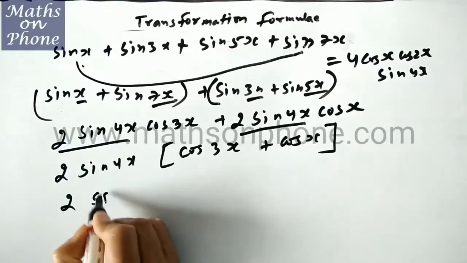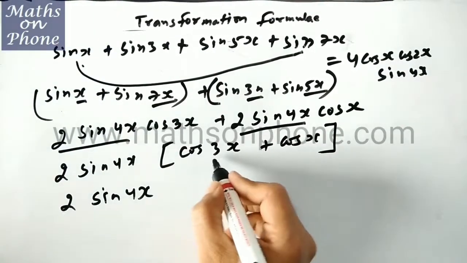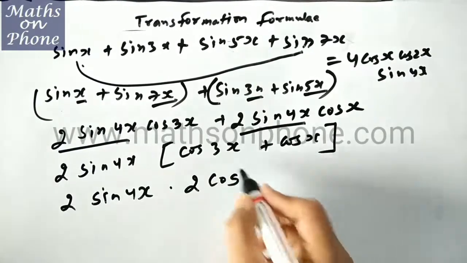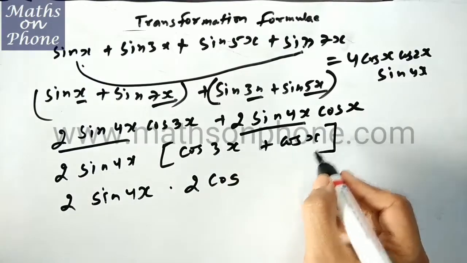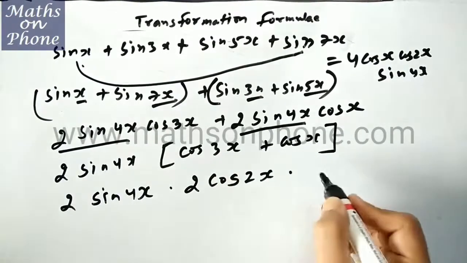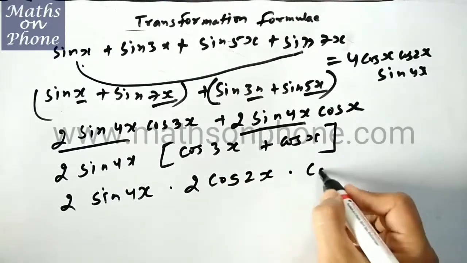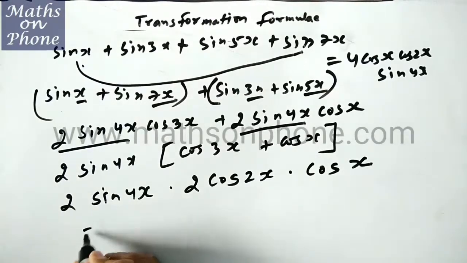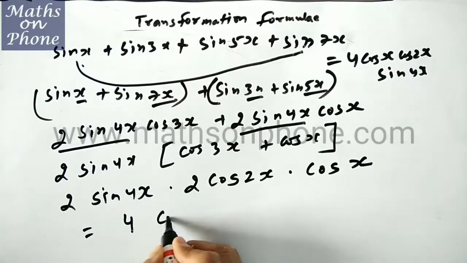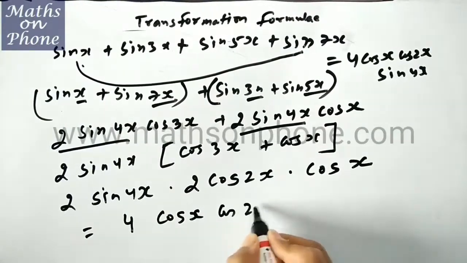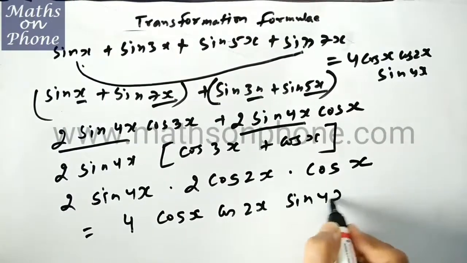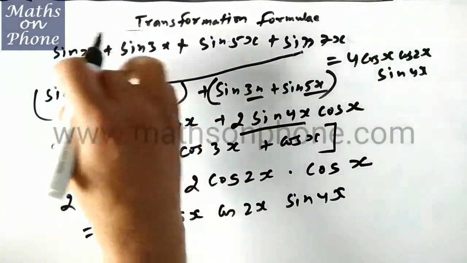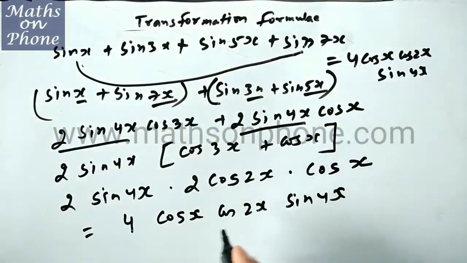So this is 2 sin 4x, and if I apply cos c plus cos d here, this is 2 cos (c plus d) by 2, that means 3x plus x, 4x by 2, that is 2x, into cos (c minus d) by 2, that is 3x minus x, 2x by 2 is just x. So this is coming out to be 4 cos x, cos 2x and sin 4x. We got the result.